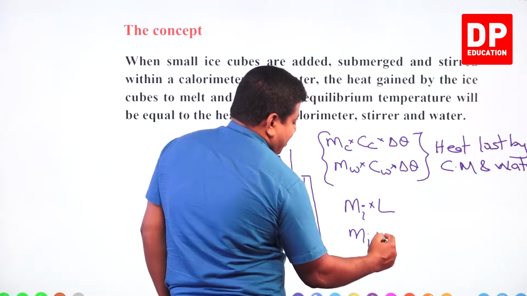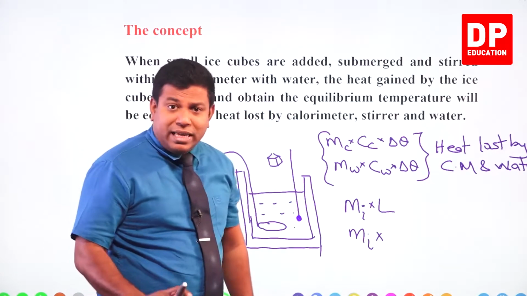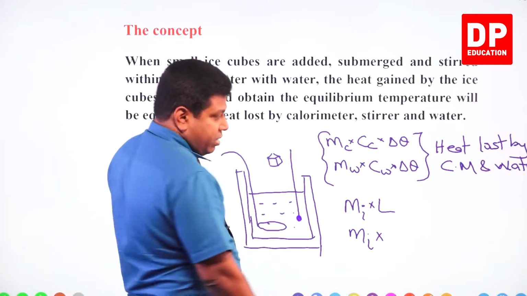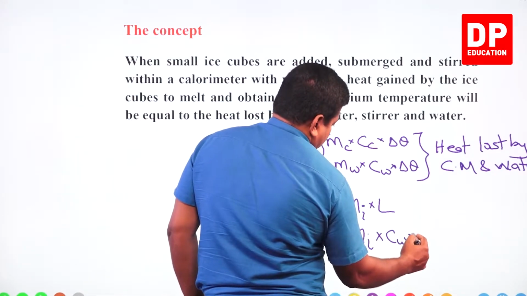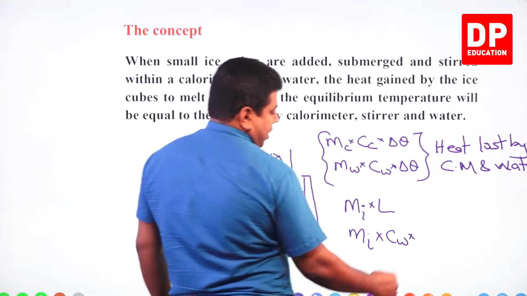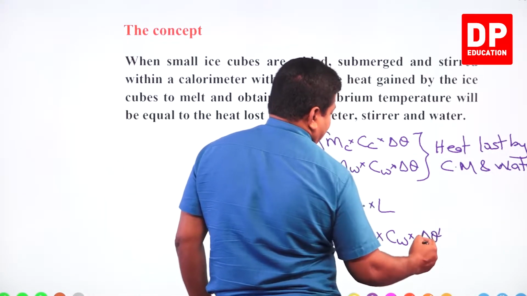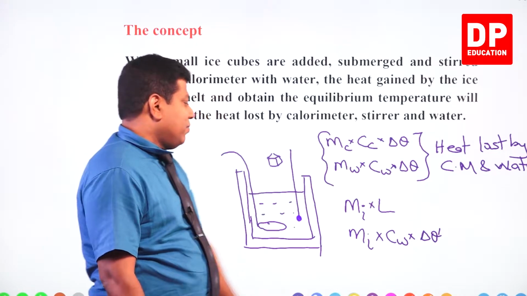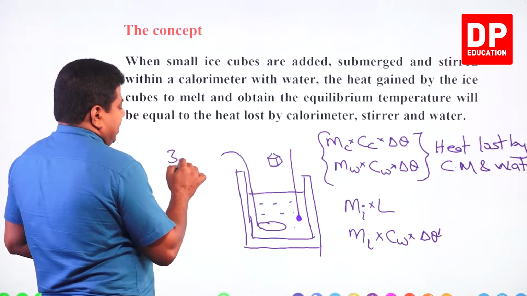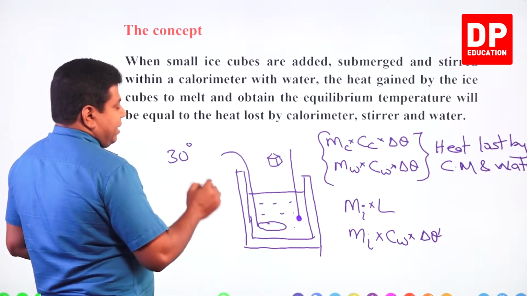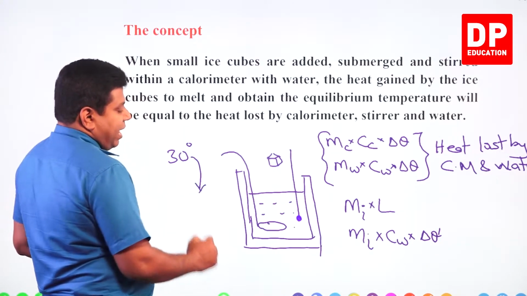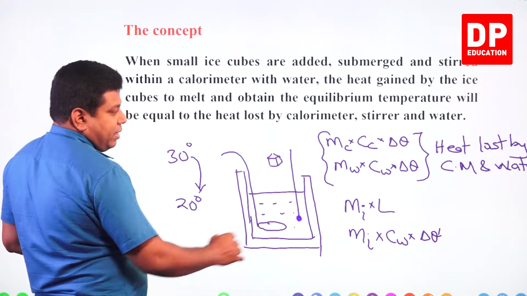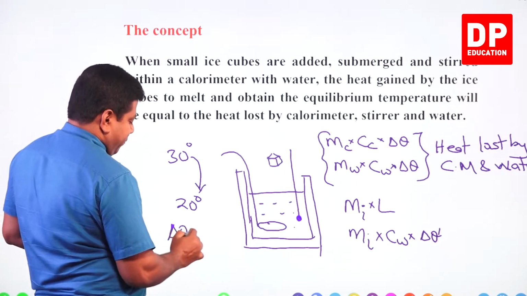After changing into liquid, still the mass is same. Mi is Mi, still the mass is same, but now it is water. It is water into Cw into delta theta dash. Why delta theta dash? From 0 degree, it would have come to, so the delta theta here is different. For example, let's say initially it was 30 degree. Then let's say after adding ice cubes, it has come to 20 degree. Then delta theta is 10.